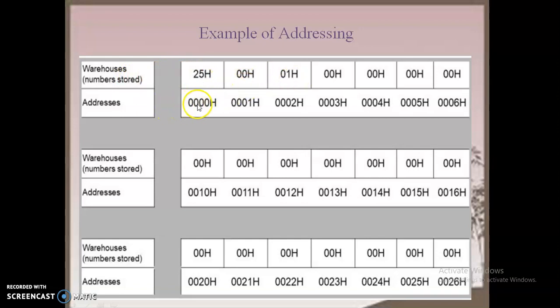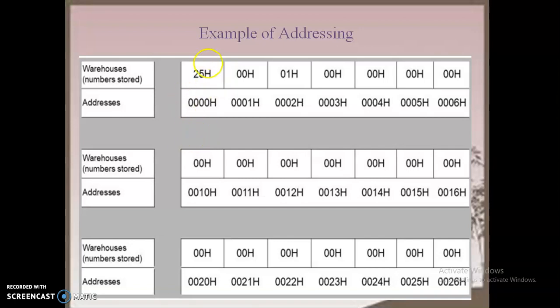0001. So each warehouse has an address. The first warehouse address is 000. The second warehouse address is 001. Like that, the series of warehouses are arranged. This is the address of the warehouse, 40. The 25H means the content stored in that particular warehouse.